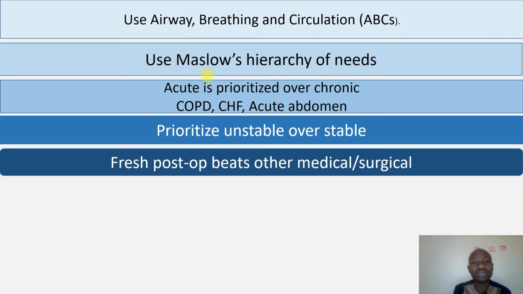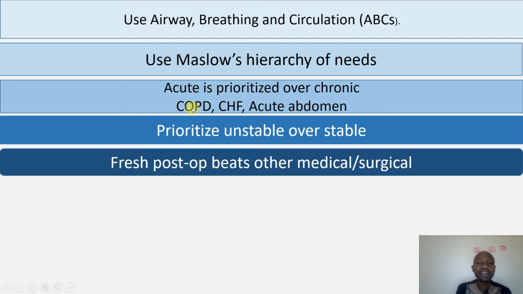Then, guys, also use Maslow's hierarchy of needs. We know in Maslow's hierarchy of needs, there is what we call physiological needs, safety and security, love and belonging. So use that kind of hierarchy to see that physiological needs are always prioritized. Then, guys, this is also very important. Acute is prioritized over chronic.